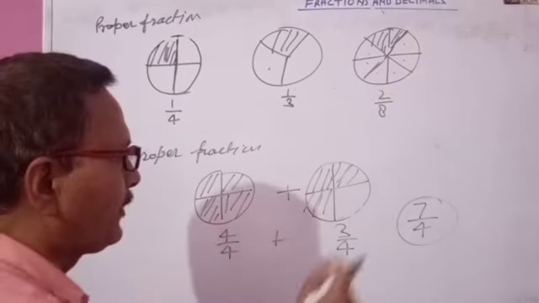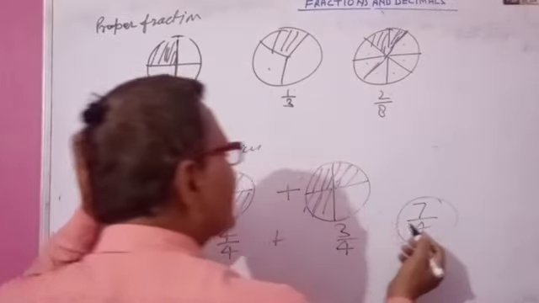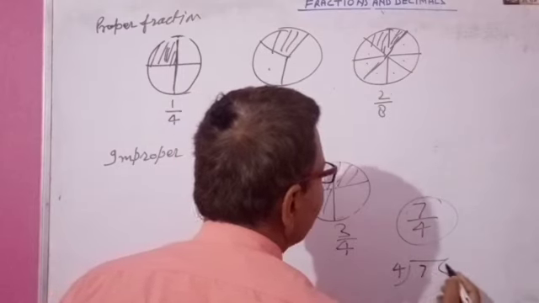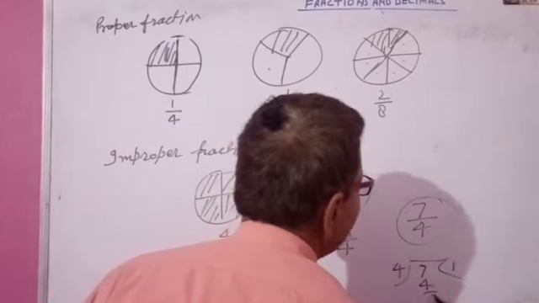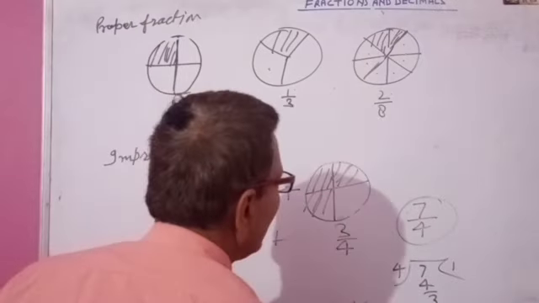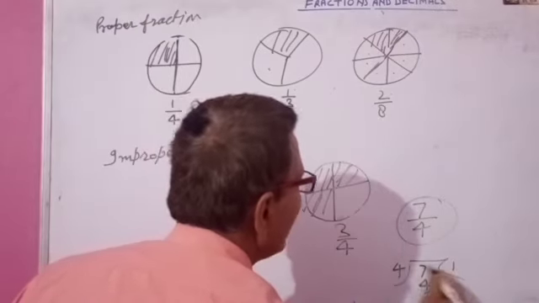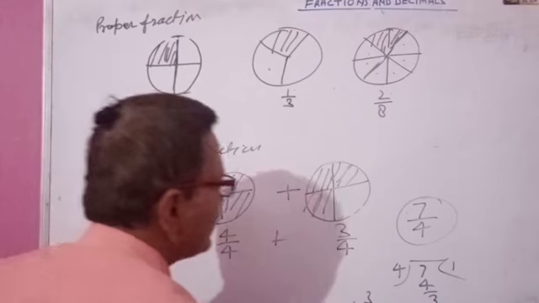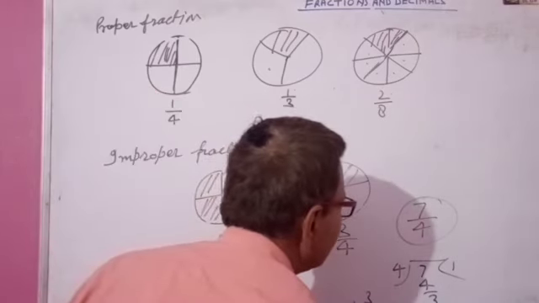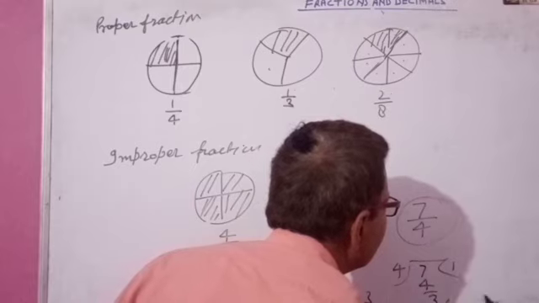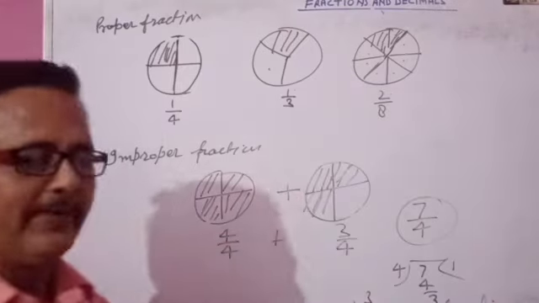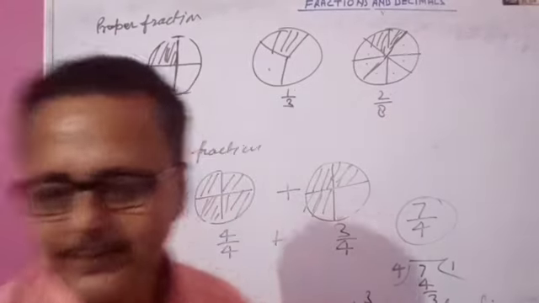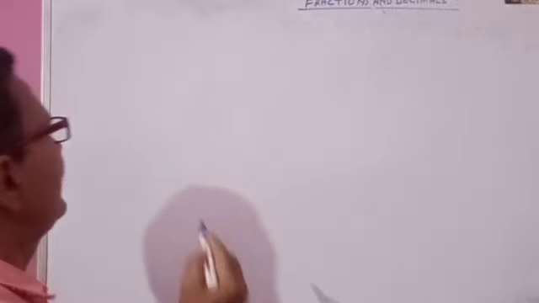When we write an improper fraction, we can write it as a mixed fraction. How? We can divide 7 by 4. 4 ones are 4, remainder 3. So 1 whole and 3 upon 4. This is a mixed fraction. You are now familiar with proper fraction, improper fraction and mixed fraction. Now we will read about equivalent fractions.